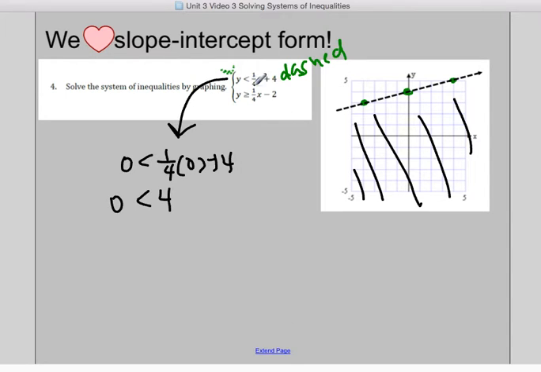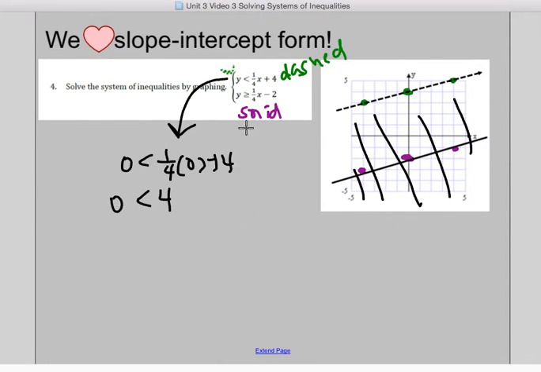Moving on to my other line, this one's going to have a solid line because it's equal to. I'm at -2, and I'm going to graph my slope of 1/4. So I'm going up 1 to the right 4, and down 1 to the left 4, same thing. One thing I would notice is these lines should be parallel because they have the same slope. And I'm going to have a solid line for this one. Okay, so there is that one.